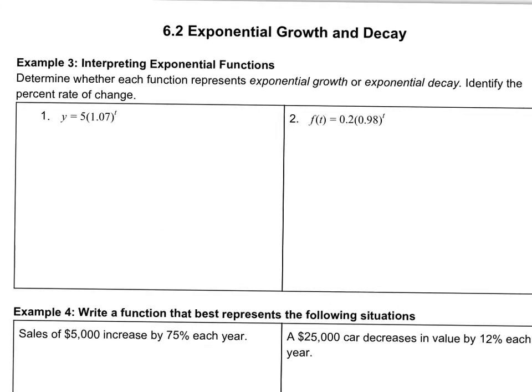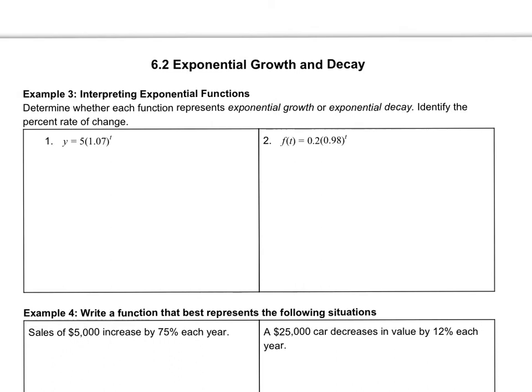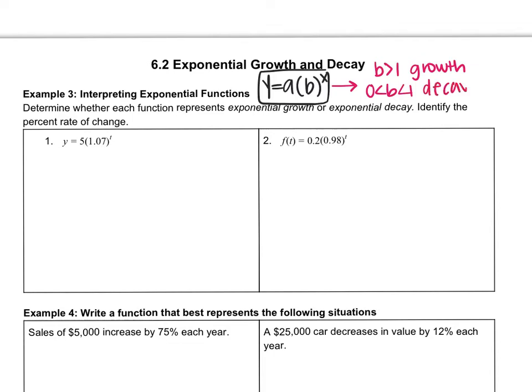In this example, we're going to tell if it's growth or decay by looking at the function and then identify the rate of change. So maybe worth writing down, we talked about this back in 6.1. Remember, our exponential function is y equals a times b to the x. That's just our function. We talked about this back in 6.1, that if b is greater than 1, it's exponential growth. And if b is between 0 and 1, so a fraction less than 1, then it's decay. So deciding if this is growth or decay is going to be looking at that b.